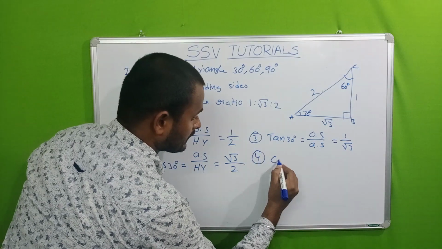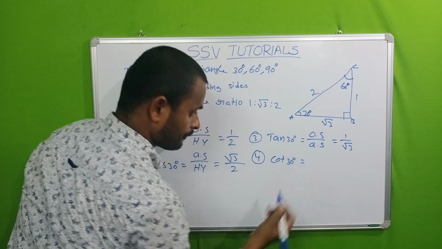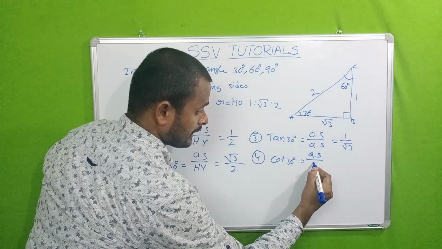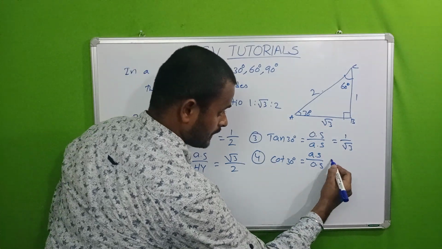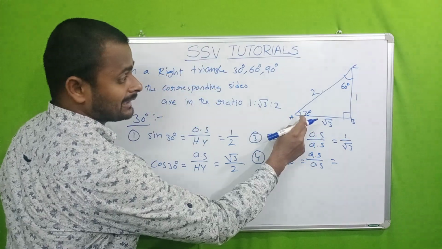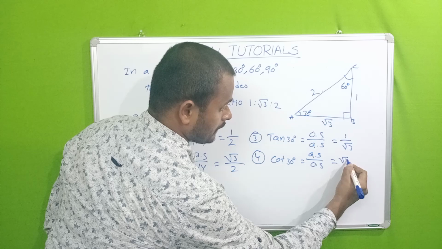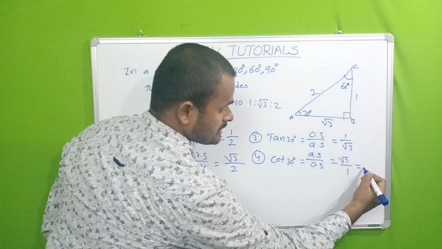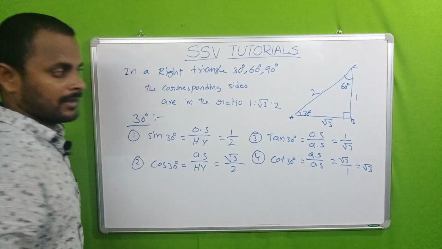And cot 30. What is the formula of cot? Adjacent side by opposite side. The adjacent side for 30 degrees is √3 by opposite side 1. So √3/1 is equal to √3.